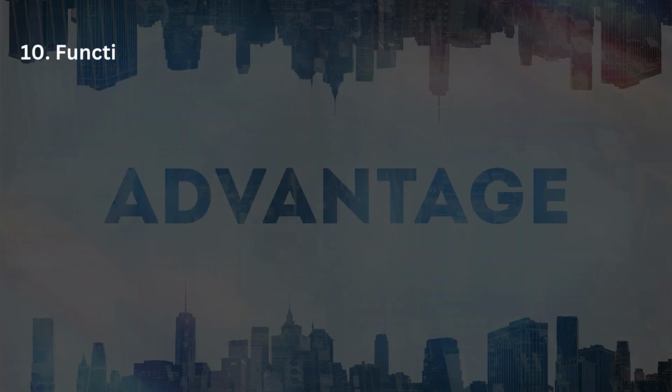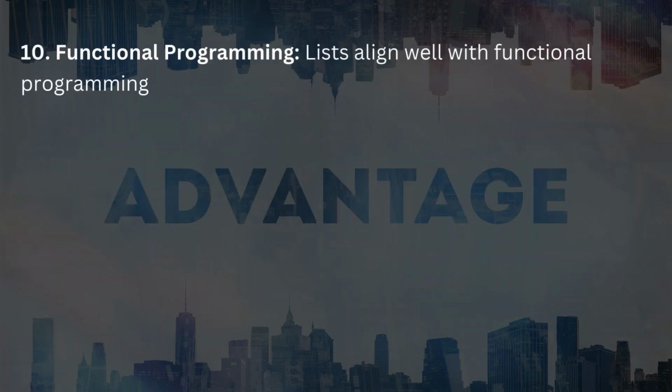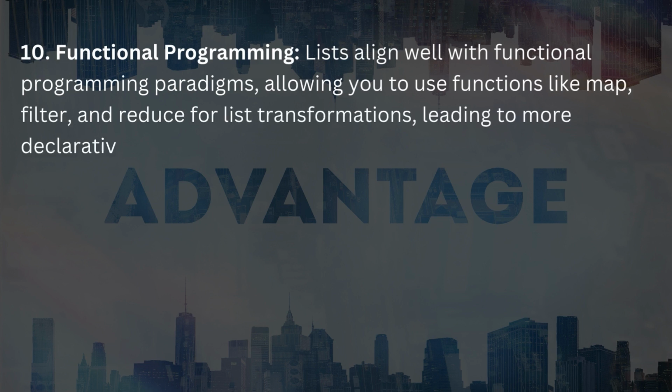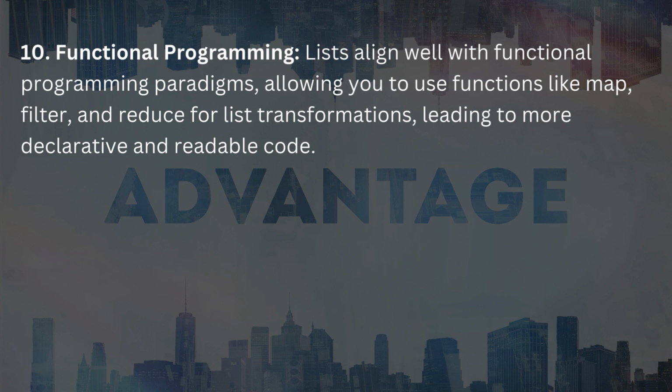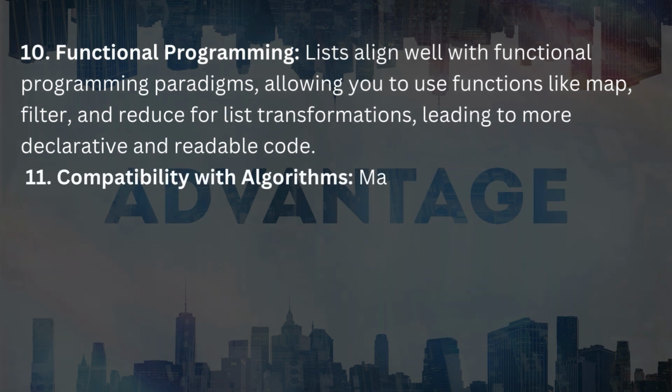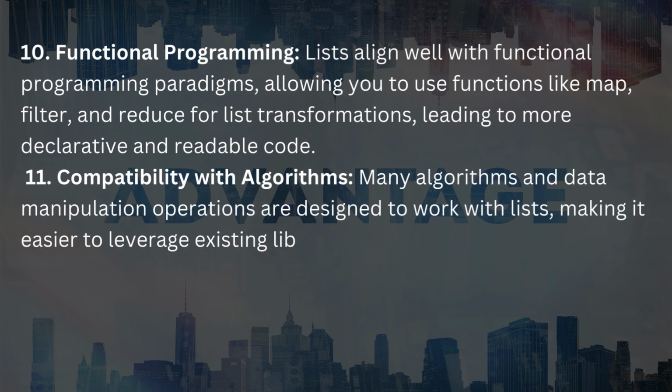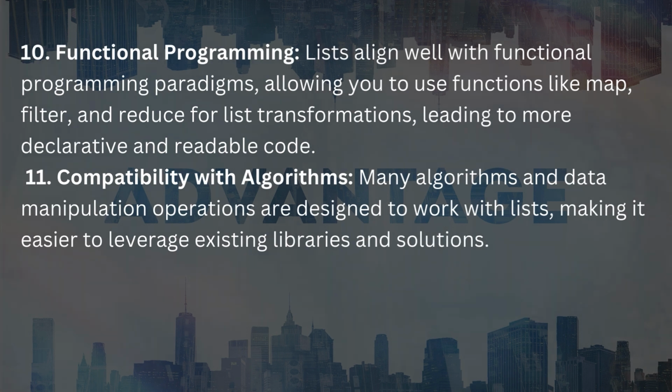Next is functional programming. Lists align well with the functional programming paradigm, allowing you to use functions like map, filter and reduce for list transformations, leading to more declarative and readable code. Next is compatibility with algorithms. Many algorithms and data manipulation operations are designed to work with lists, making it easier to leverage existing libraries and solutions.